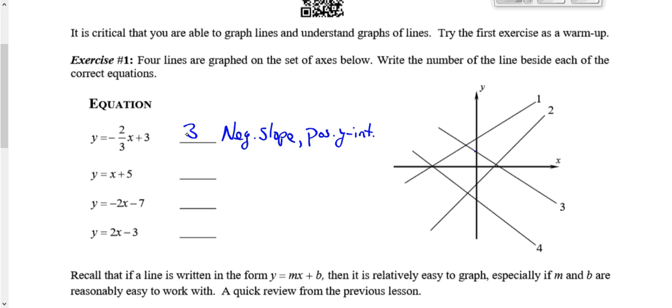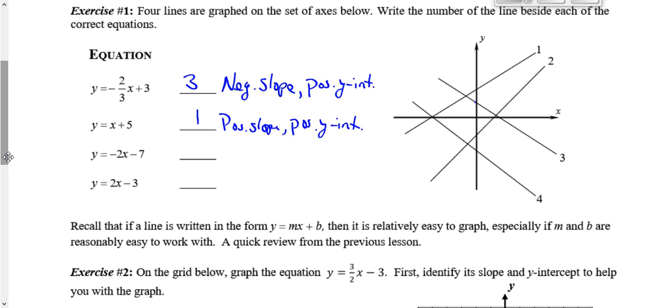What's the slope of this line? Y equals x plus 5. What's the slope? Yeah, 1 over 1, right? Okay, so this has a positive slope, yeah? And a positive y-intercept. It's 1. Does 2 have a positive y-intercept, Hannah? No, so it can't be 2. So it's got to be choice 1, right?